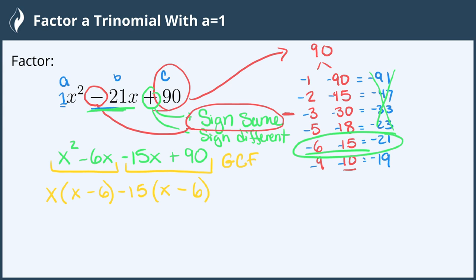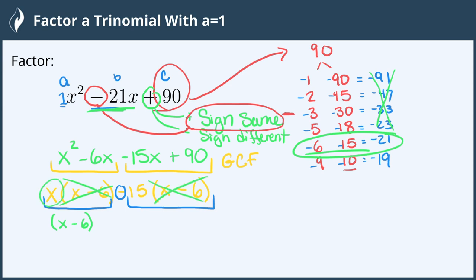I again have two terms, and these terms are very large, separated by this subtraction sign here, and there's something in common yet again. In this case, the binomial x minus 6. If I factor out x minus 6 or divide it out of both of these terms, I am left with, in the first one, x, and in the second one, minus 15. I have now correctly factored my trinomial down to two binomials.